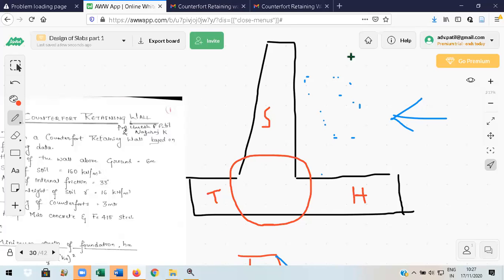This, we call it as a backfill here. Whatever earth to be retained is backfill. So the backfill weight is transferred to heel. Okay, and toe is like this.